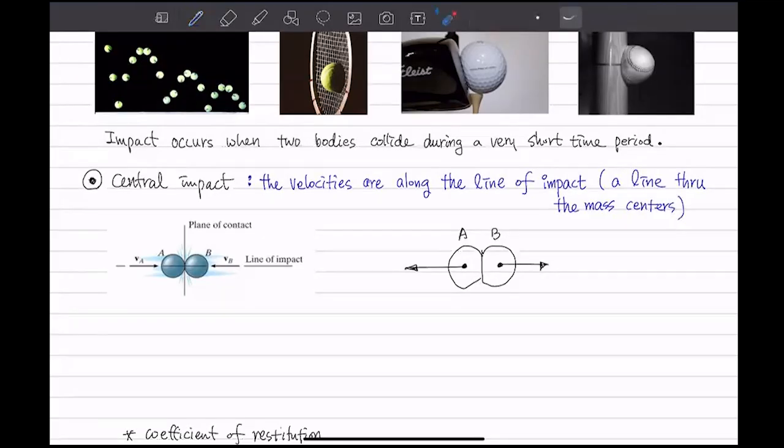Okay, so when these two particles crash like that, then we can define this as the line of impact that is connecting the two dots, which is the mass centers like that. And perpendicular to that, it's called the plane of contact.